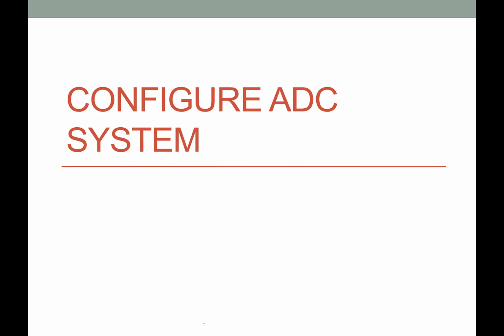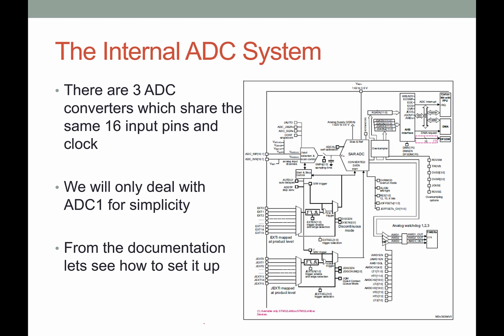Okay, so now what about the rest of the analog to digital system? We've talked about what has to be done to the port. We have to set the mode register right, and we have to set the analog switch control register to be tied into the analog to digital converter. Now what about the A/D system just in general?